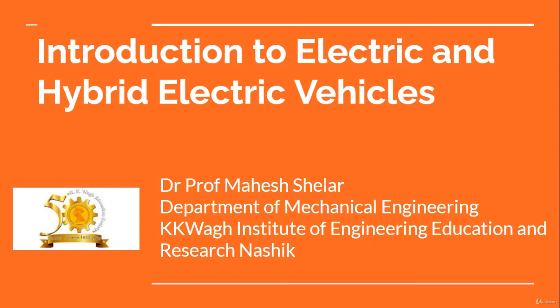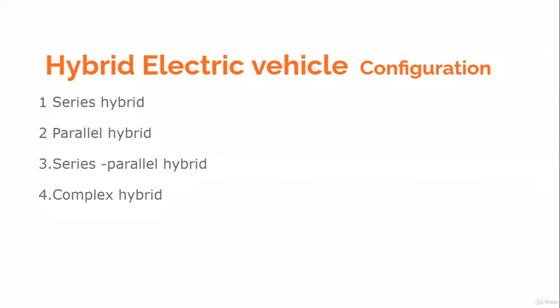These configurations can be summed up into four categories. So that is what we are going to discuss now. What are those four configurations of hybrid systems? They are series hybrid, parallel hybrid, series parallel hybrid, and complex hybrid. We will be discussing these configurations one by one.